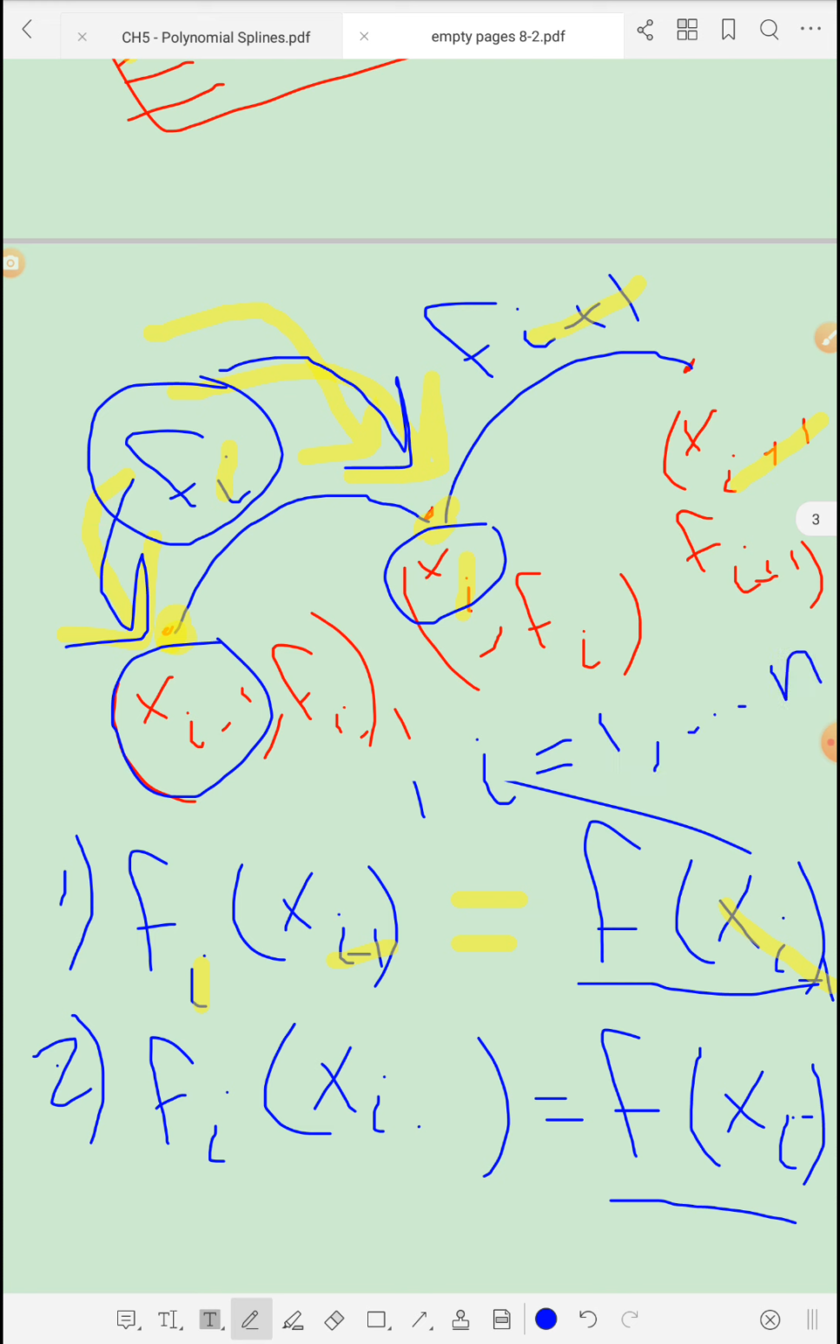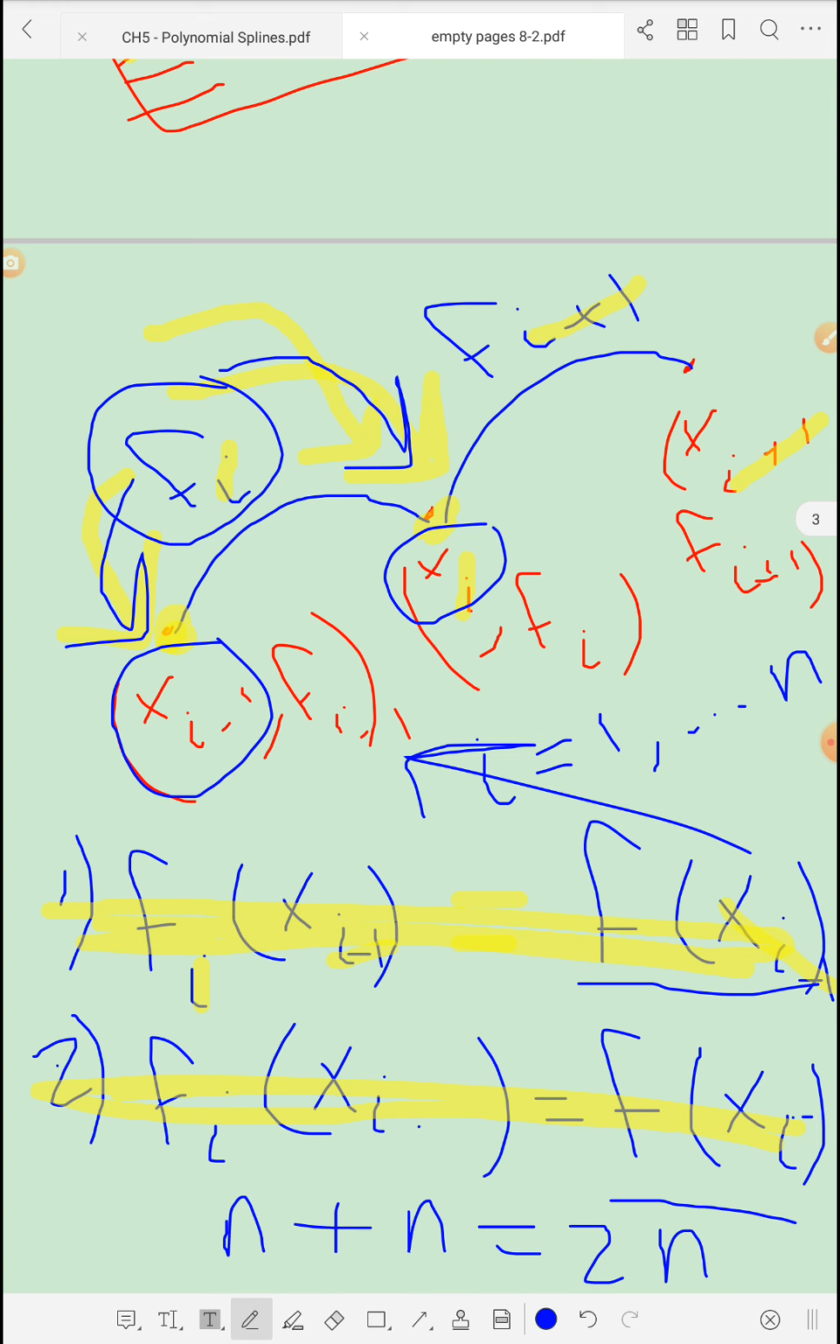So how many conditions did we generate? From the first set of equations, we will generate n conditions. And from the other equation here, we will generate n conditions. So we will generate n conditions from the first equation and n conditions from the second, and their total will be 2n conditions.